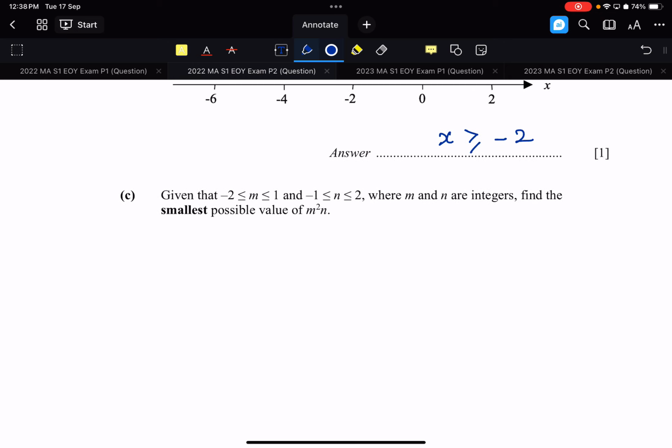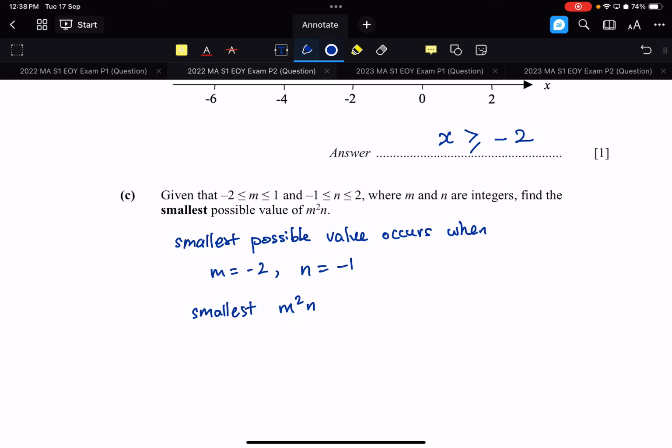Given that m is in between negative 2 and 1, and n is between negative 1 and 2, and they are integers, find the smallest possible value of m squared n. So what we can do is, the smallest possible value occurs when m is equal to −2 and n is equal to 1. Right? So smallest m squared n is equal to (−2)² times −1 equals −4.